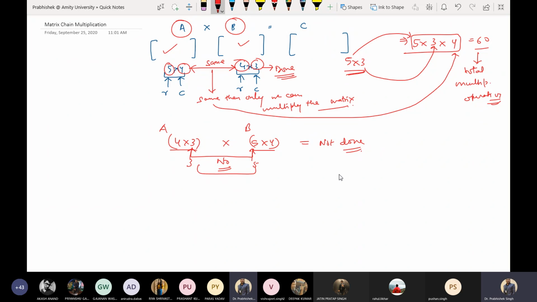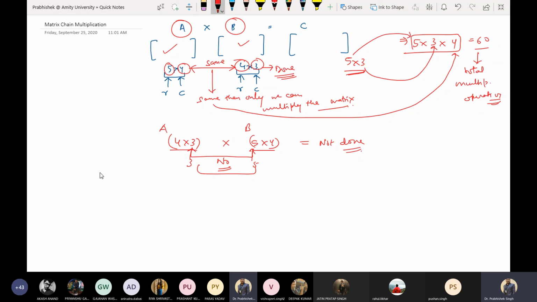So now let me introduce what matrix chain multiplication is. In order to understand matrix chain multiplication, you have to understand the problem it solves. And after understanding the problem, I will explain the full process of multiplying the matrices using matrix chain multiplication.